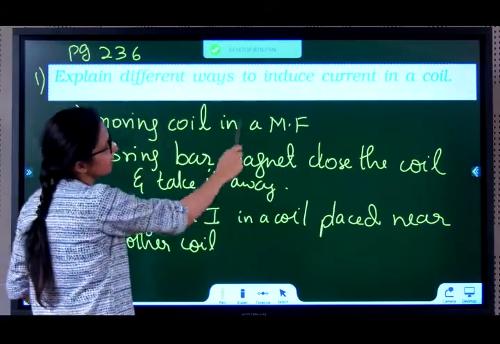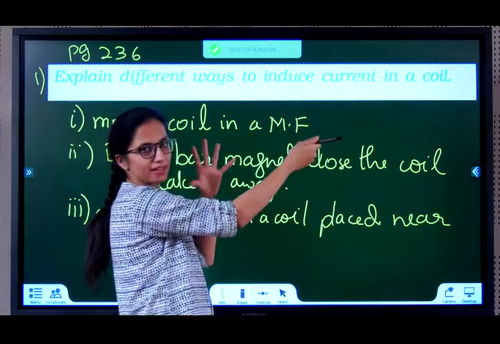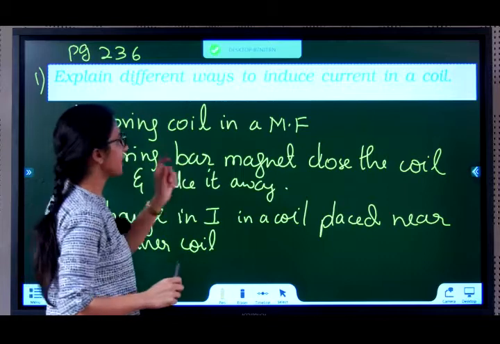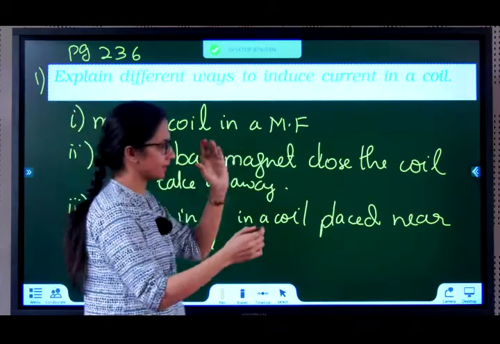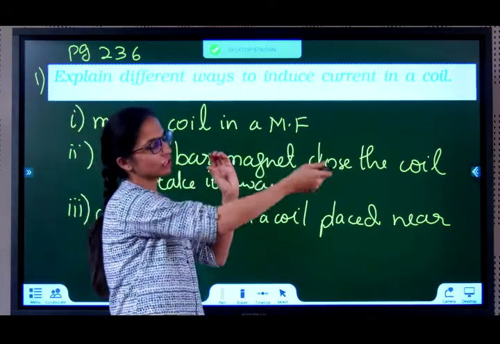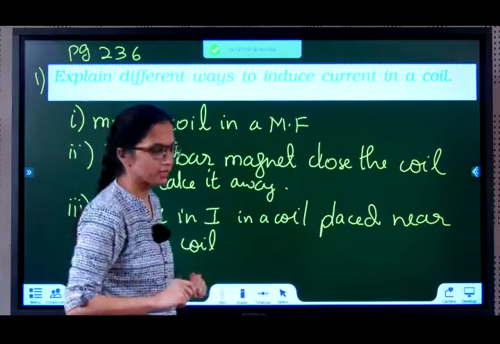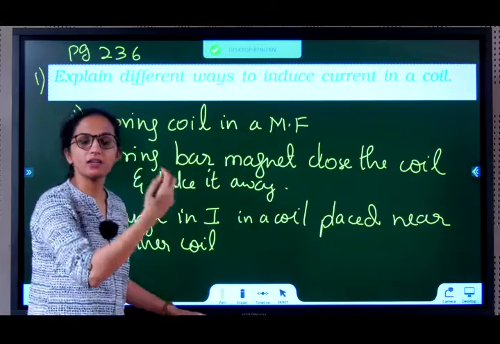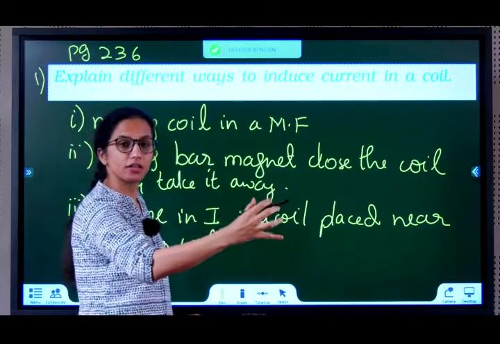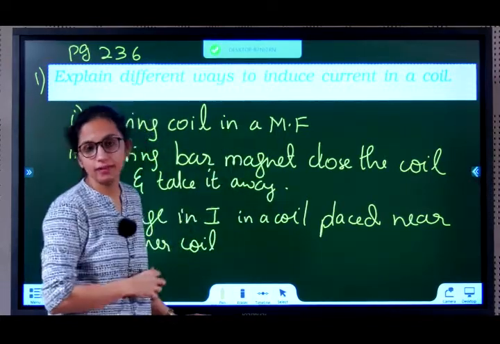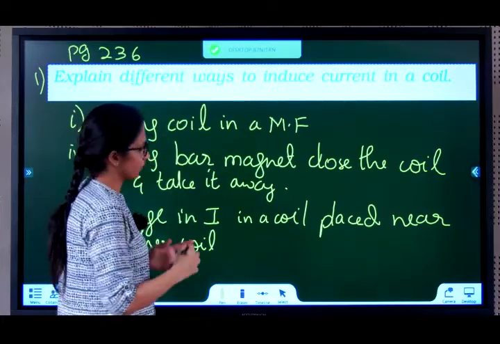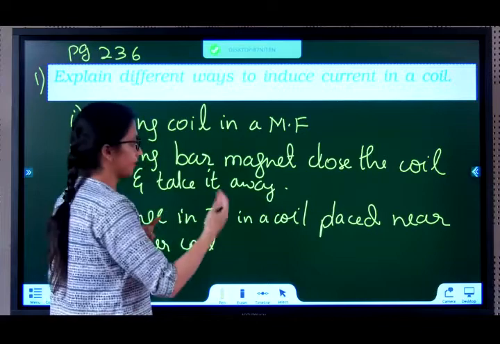Moving the coil in a magnetic field. Keep a magnet, so there's a magnetic field, and move the coil, that will induce current. Bring the bar magnet close to the coil and take it away. You can still induce current. And the next experiment taught us that if you change the current in one coil that is placed next to another coil, there is a current induced in the other coil. So these are the three ways that we know of inducing current.